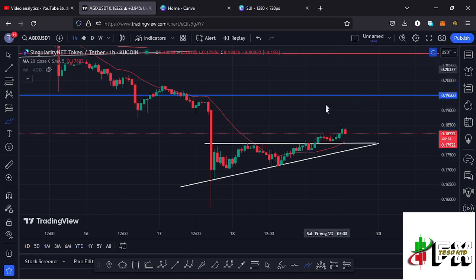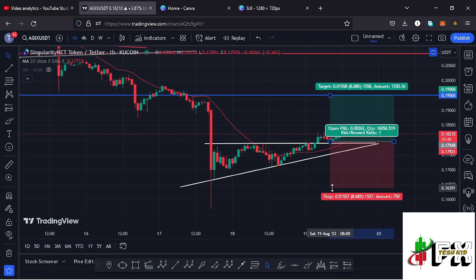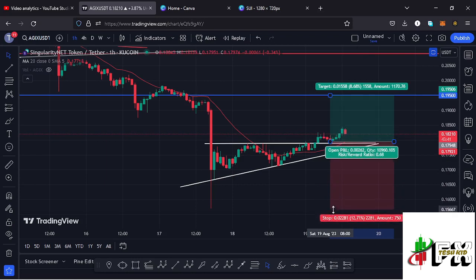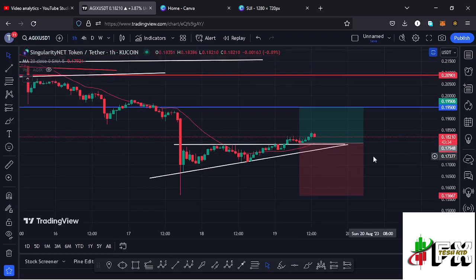And as a result of this chart pattern, I have a trade setup that gave me a long trade here on the Agix chart after we saw this retest, where I opened a long trade at around the $0.179 mark, having my first target areas at around the $0.195 mark. And for the stop loss, I placed it at this low that we made on the 17th of August at around the $0.157 mark. And this is the trade setup that I have here on the charts.